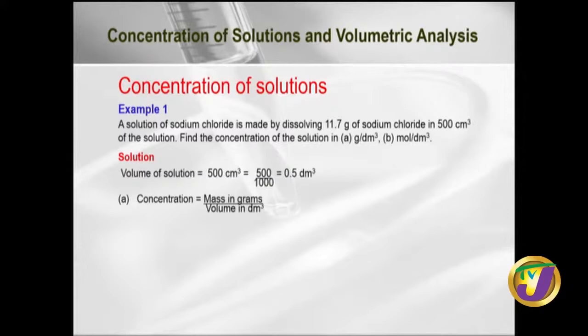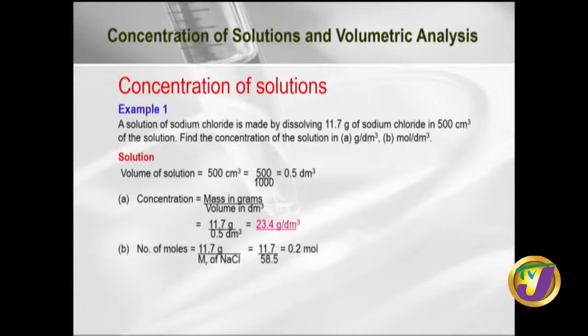So the next thing we do is to find the concentration. Since we're doing grams per dm cube first, we would divide the grams by the volume, right? Our units are gram per dm cube, so we divide 11.7 by the dm cube. What is our dm cube? 0.5. Okay? So after dividing 11.7 by 0.5 dm cube, we should get 23.4 grams per dm cube.